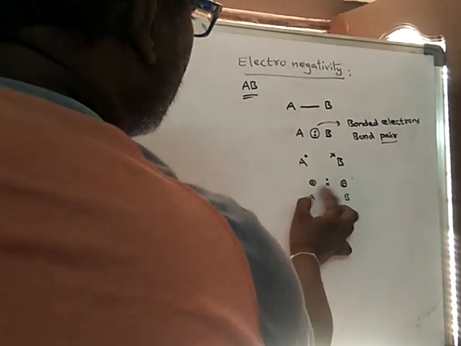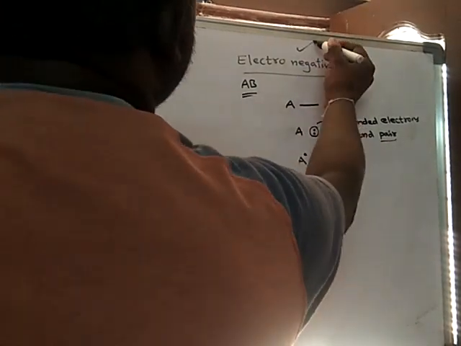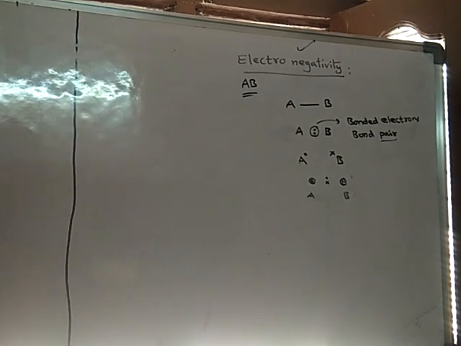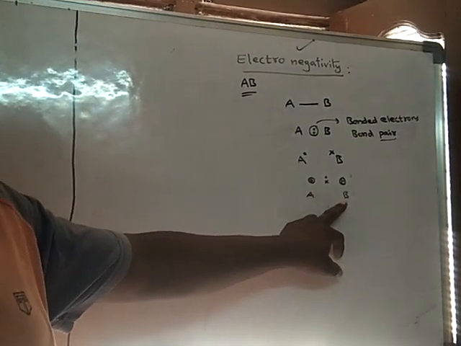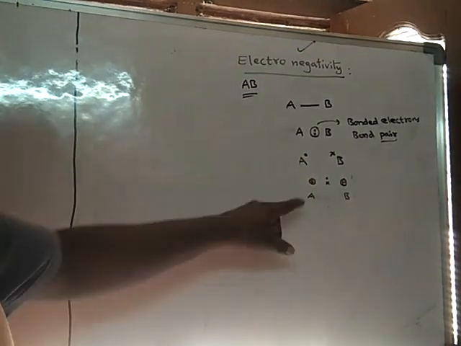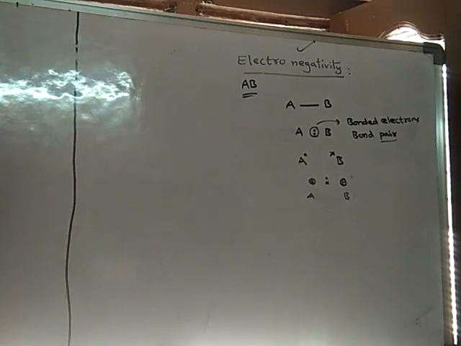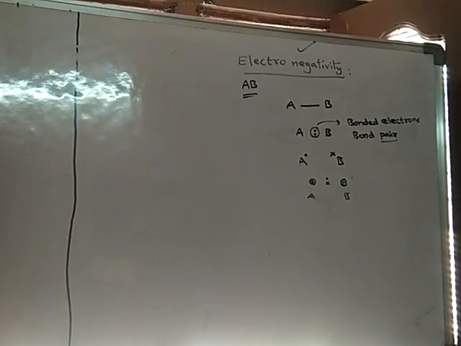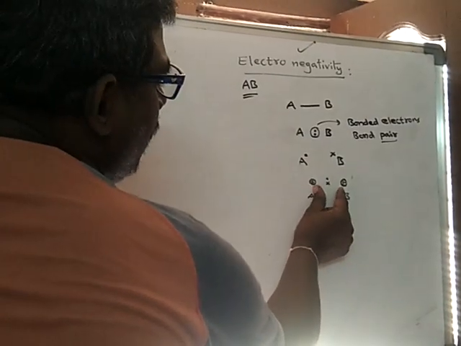The attracting power of these atoms, A or B, is said to be electronegativity. What is electronegativity? It is a property of an atom to attract electrons towards itself. Here this atom has attracting power, and this one also has attracting power, or attracting property. That property is called electronegativity. The property of an atom to attract electrons towards itself, when combined in a compound. See here, AB is a compound, so these two atoms are combined now.